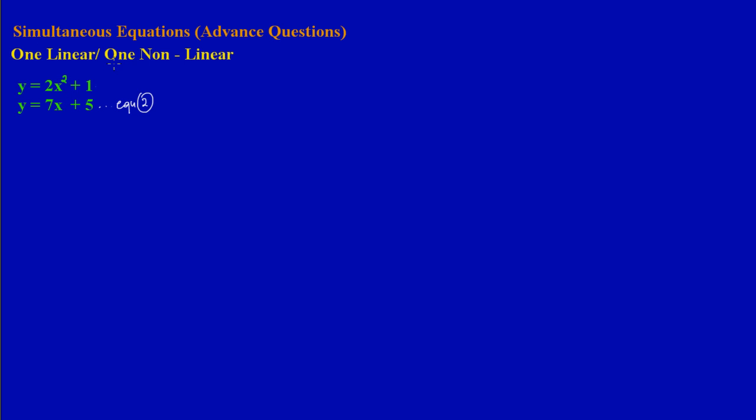Now we have another equation, equation number 1. Equation 1 is a nonlinear equation, and to be specific, it's a quadratic equation, because the highest power of the variable x is 2, and any equation in which the highest power of the variable is 2 is called a quadratic. Now in equation 1, y is equal to 2x squared plus 1, and in equation 2, y is equal to 7x plus 5.